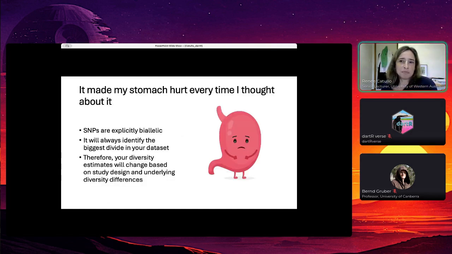This all kind of came to me, started becoming a big thing. Every time I thought about all the biallelic nature, it gave me a math stomachache. And when you think about SNPs, you need to remember that they're biallelic, explicitly biallelic, and will always identify the biggest divide in your data sets. Therefore, study design creates issues and changes your underlying diversity.